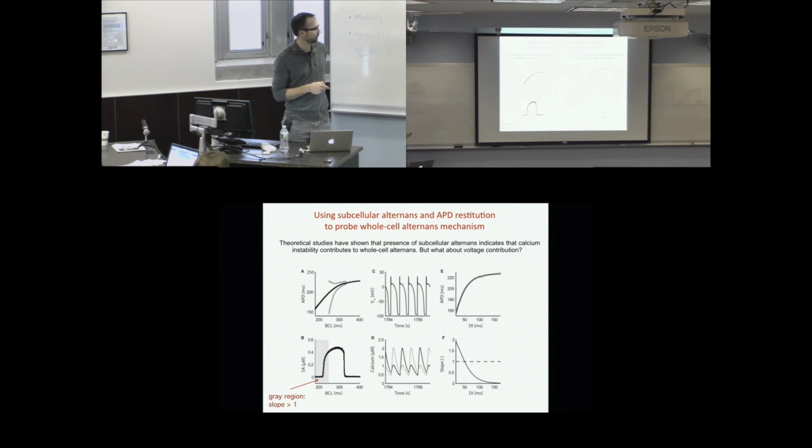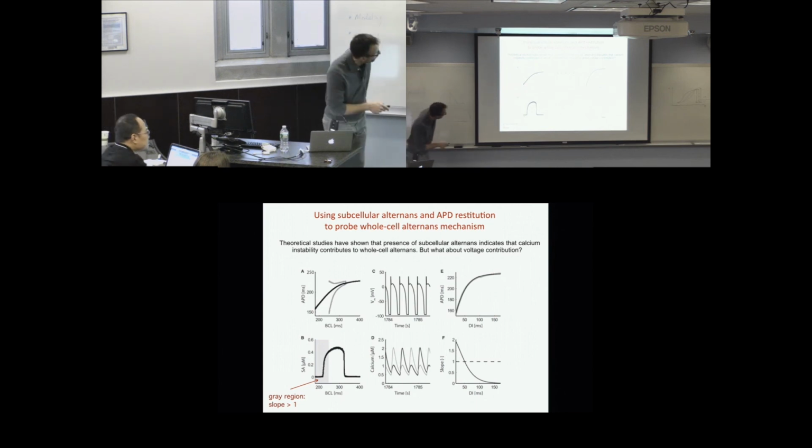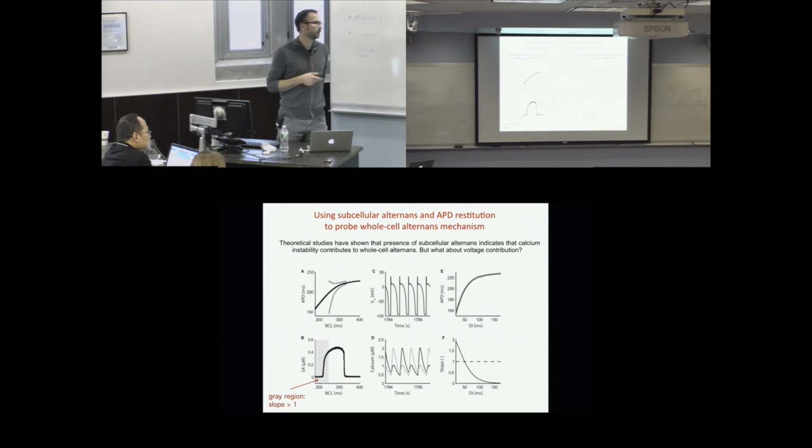So if you do that, then this is a metric measuring subcellular alternans at each one of these basic cycle lengths. So out here, before you have alternans, you don't have any subcellular alternans. And then you have subcellular alternans, and then in this particular model, and I'll talk about which model this is on the next slide, it goes away. This gray region here, a gray box that goes from 200 up to about here, is the region where the action potential duration restitution slope is greater than 1.